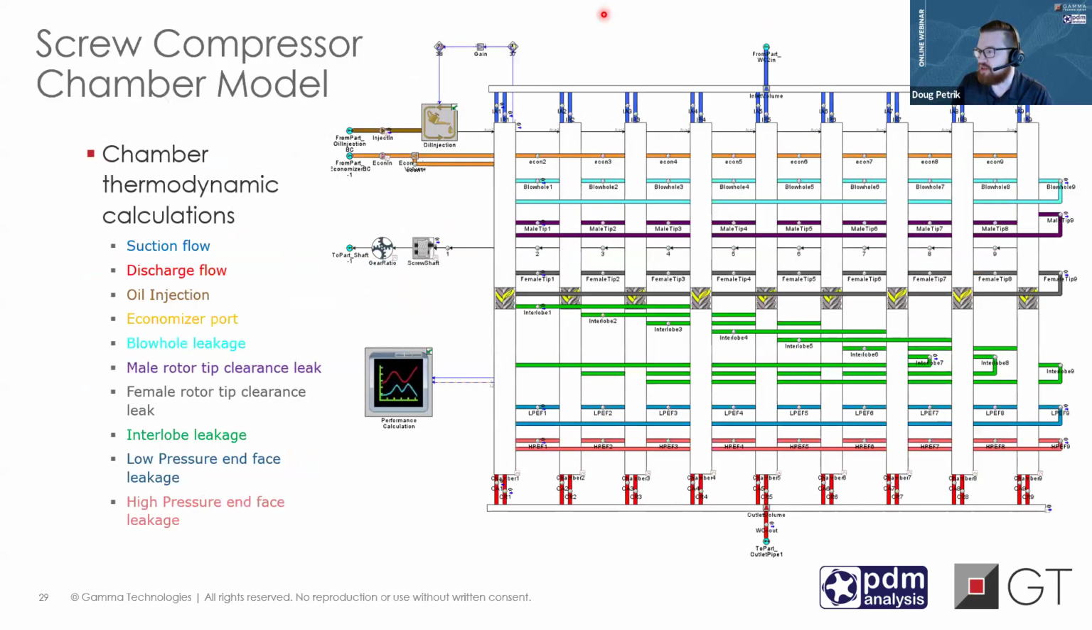And so the model you'll get will look like what you see here. This is a chamber model representation where we have multiple chambers in the screw machine. You've got the suction flow, the discharge, and then all the colored lines between these chambers represent all the leakages, for example. That could be blowhole leakages, tip clearances, things of that nature. We also automatically include an oil injection port as well as an economizer or vapor injection, so you can model that in GT-SUITE as well.